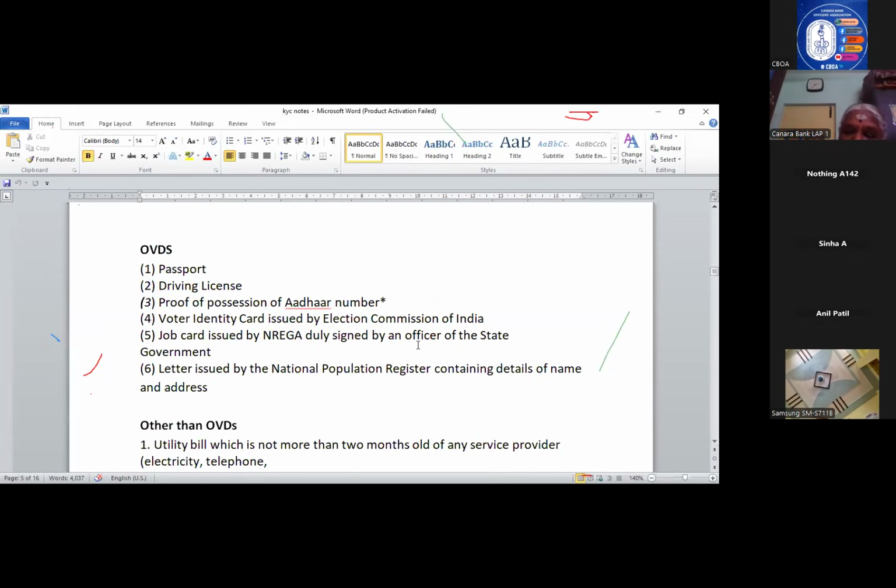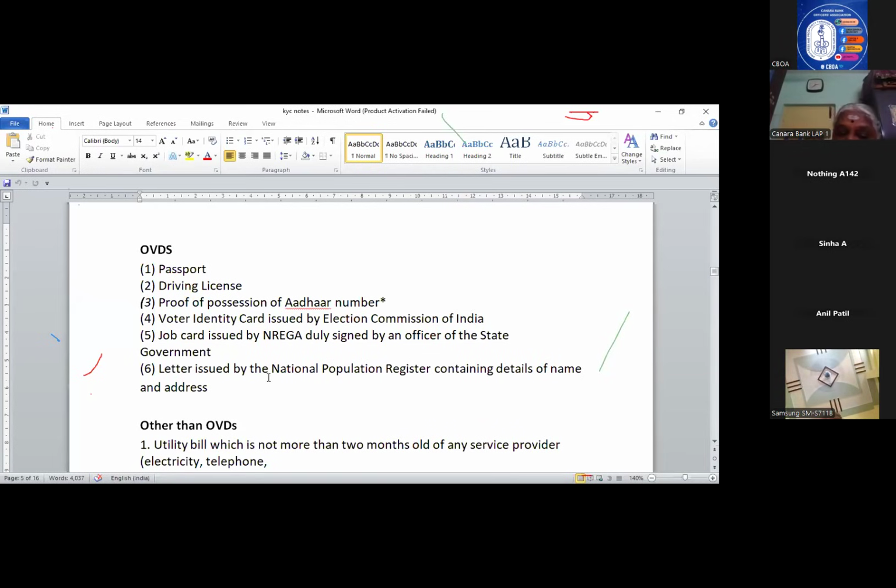Then coming to officially valid documents. What are the documents that we can give as officially valid documents, so that we can open a normal SB account or any normal account? One is passport, which will give you everything, the address and the photo of the customer, driving license, Aadhaar card, voter ID card, then job card issued by NREGA, then a letter issued by the National Population Register. These are the only 6 documents which we can take as officially valid documents to open an account and then allow the customer to operate the account.